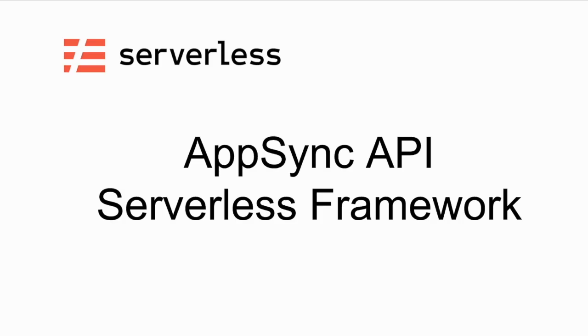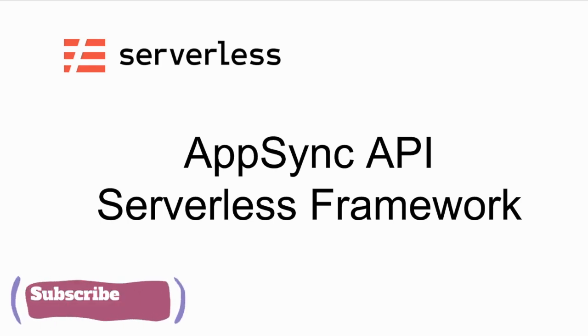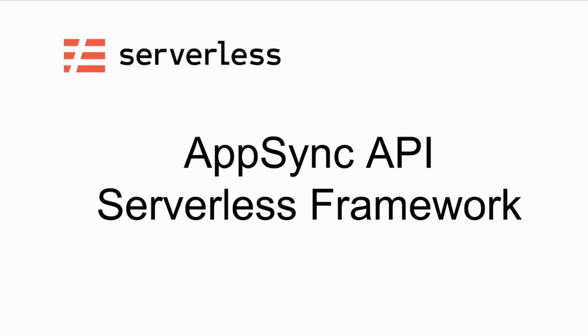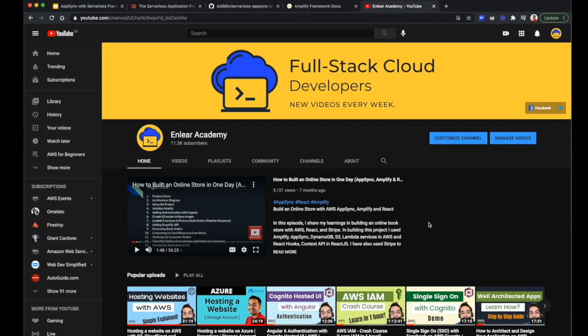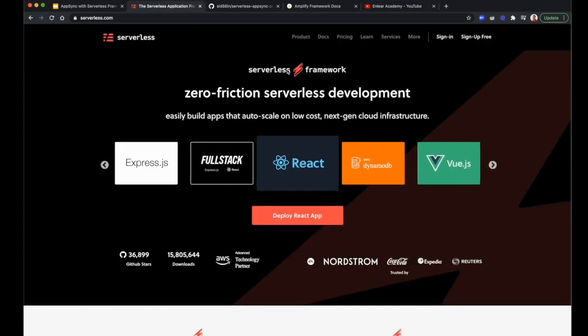If you want to build a GraphQL API with AWS AppSync, we would either choose Amplify framework or Serverless framework. Now, these frameworks really make our life easy to create the GraphQL schema, resolvers, data sources, and any other AWS resources for our applications. In Enlear Academy, I have created many videos on how to use Amplify framework to create AppSync APIs. If you are interested, I would recommend you watch the online bookstore project that is built with AWS Amplify.